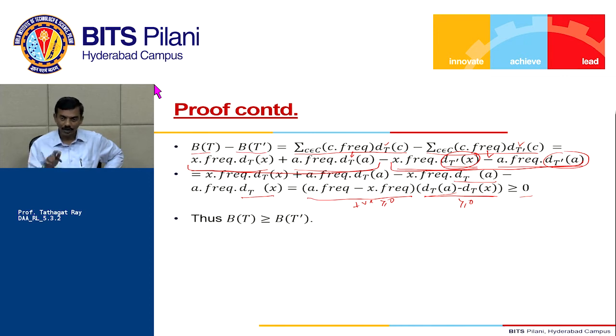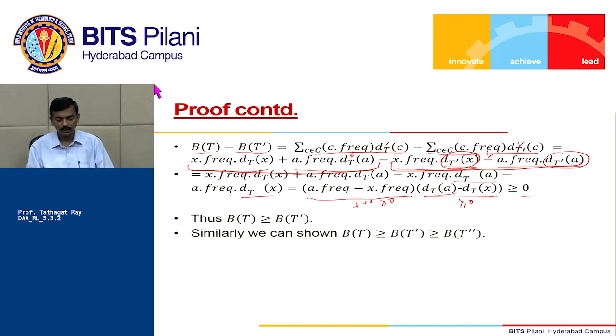So I just flipped A and x, created a new tree T prime, where the cost of T prime is better than the cost of T. If I now do a flip between y and b by the same logic, I can show that for the new tree T double prime, which I get from flipping y and b in T prime, BT prime is greater than or equal to BT double prime. So together, BT is greater than or equal to BT prime, which is greater than or equal to BT double prime.